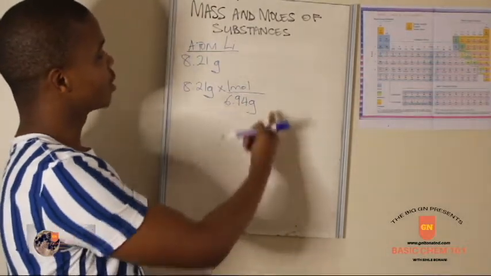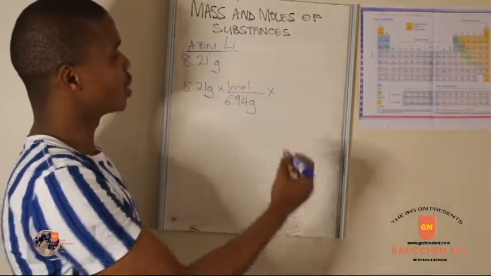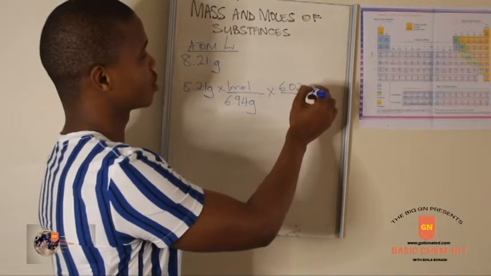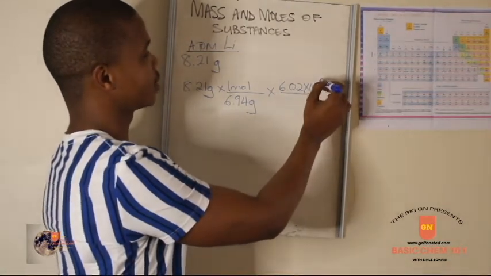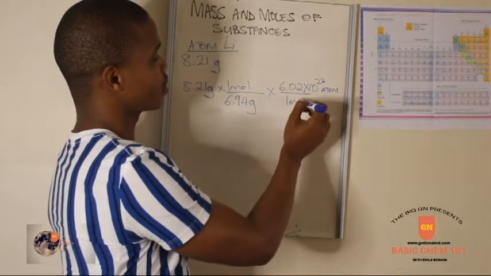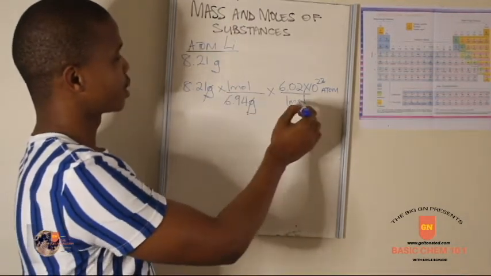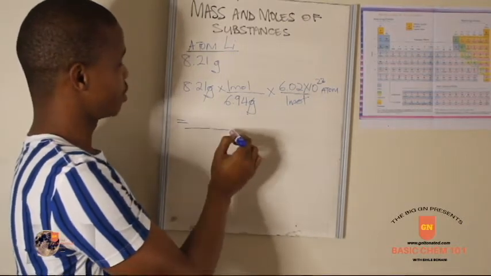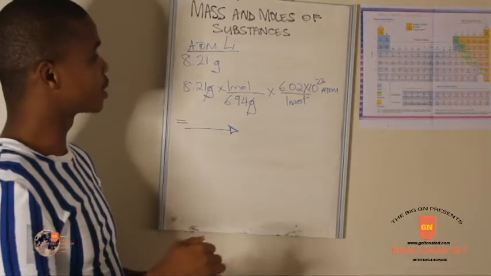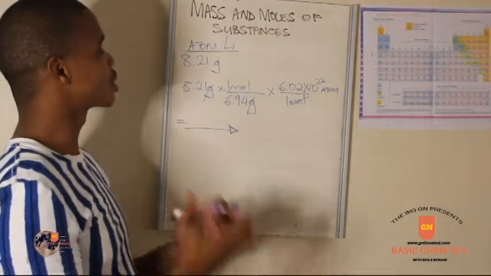Then from here, once you get your number of moles, you know that in 1 mole you have 6.02 times 10 to the power 23 atoms in 1 mole. So from here you would get your number of lithium atoms in 8.21 grams of lithium.